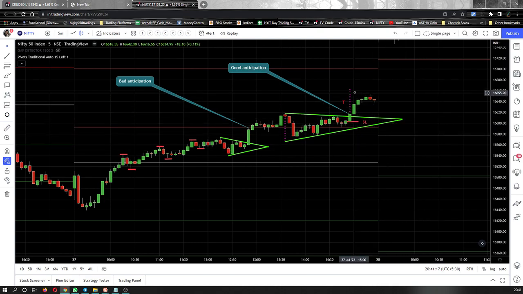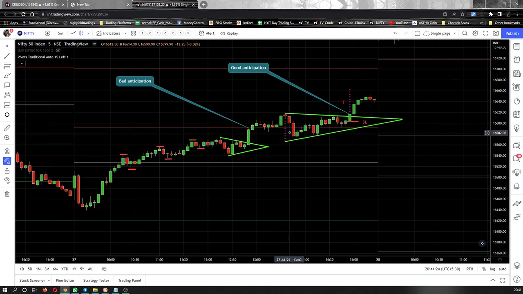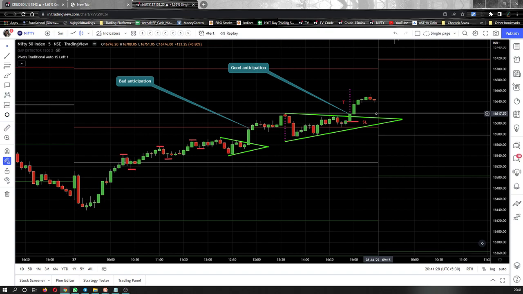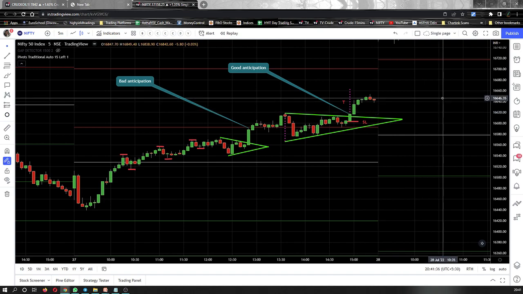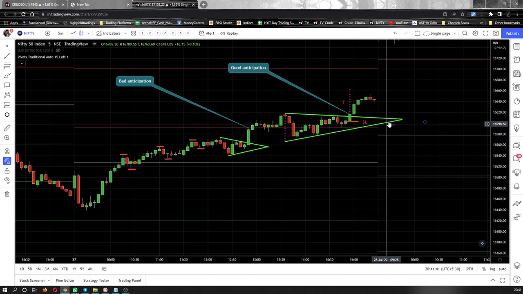Never be rigid or stubborn on the fact that if the size of the pattern is 10 rupees, I will book my profits only when the price reaches 10 rupees. No, you can also book out at 7 rupees, 8 rupees, or maybe even at 6 rupees. Not a big deal. So I hope that is clear. I hope you're clear on how and where to book your profits.